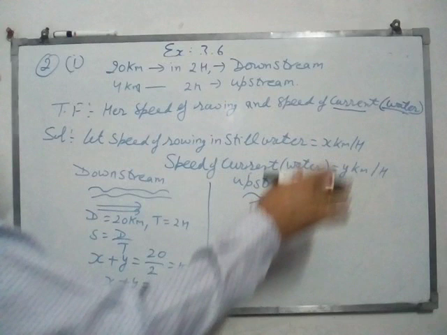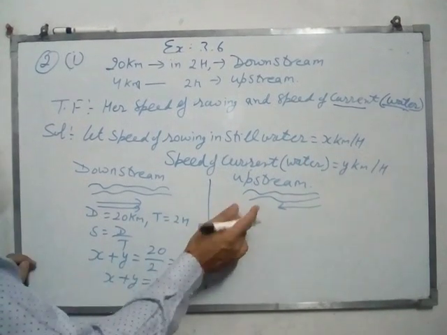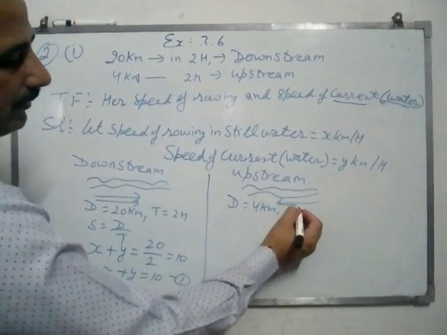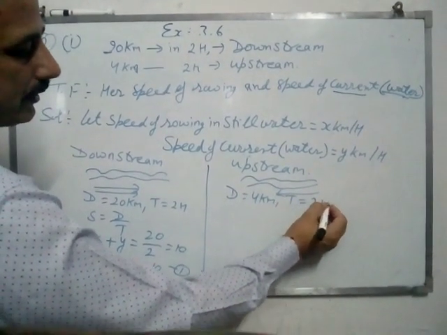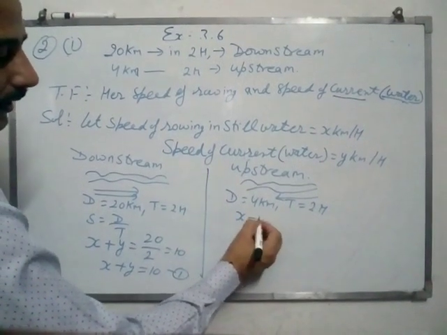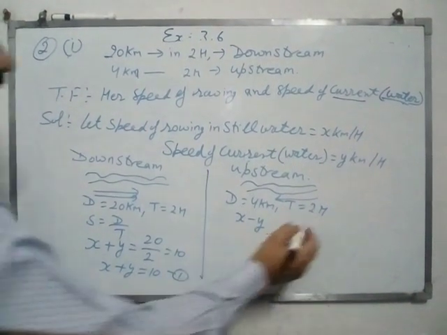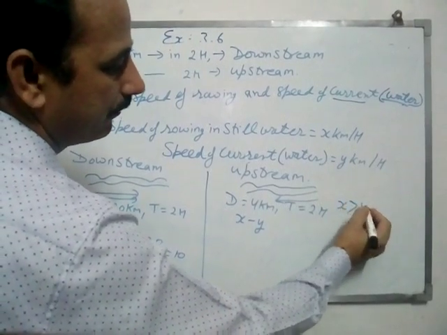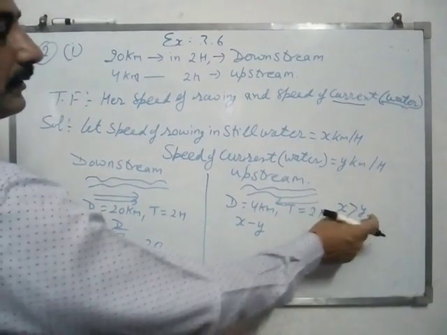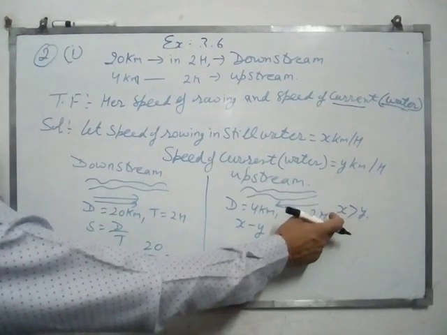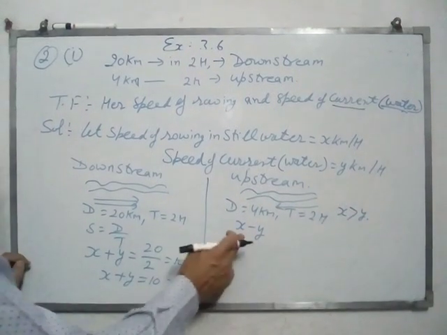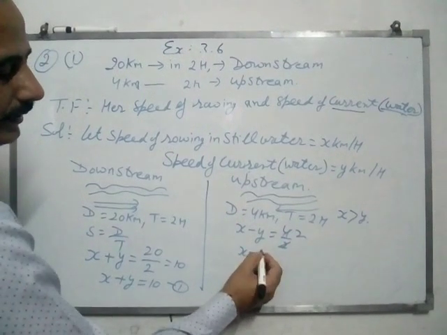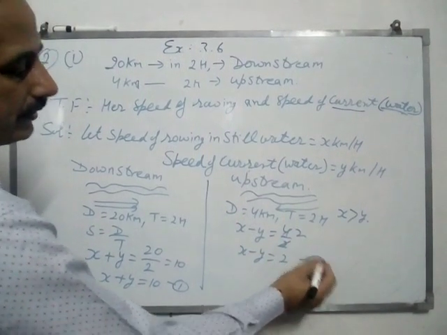Up the stream, the water is moving in this direction, but she is rowing opposite to the stream of the water. So the distance she covered is 4 kilometers, and the time is 2 hours. So the speeds are subtracted from each other, right? Because x, the speed of her rowing, is greater than y, the speed of current. So x minus y equal to 4 upon 2. So it becomes x minus y equal to 2. That is the equation number second.